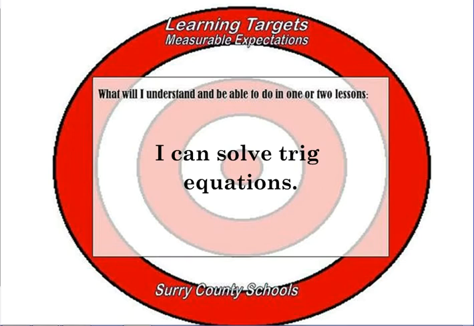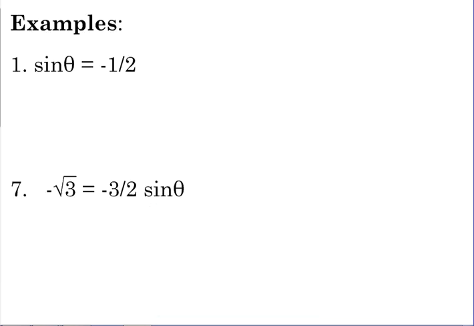Okay, solving trig equations. We're going to start with some really simple ones first. These examples are going to come off the worksheet that you have in front of you. We're going to kind of skip around a little bit. Okay, so we are solving, our variable here is theta. Theta is the angle. So the question here is, for what angle is the value of sine equal to -1/2?